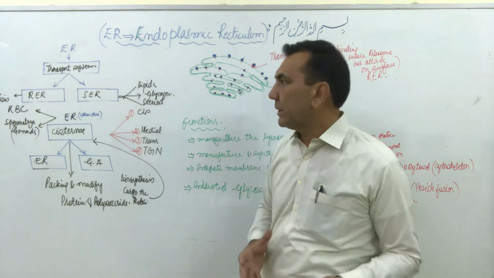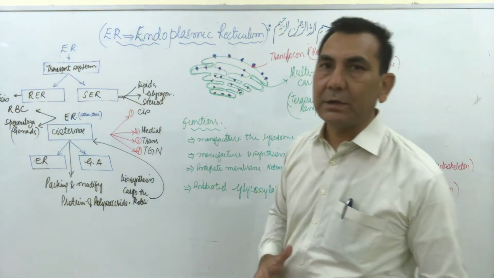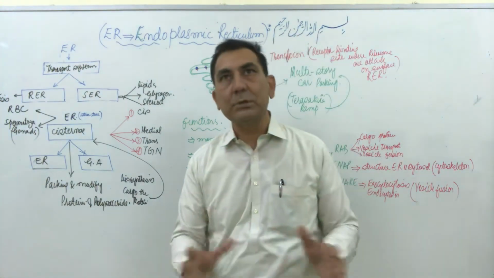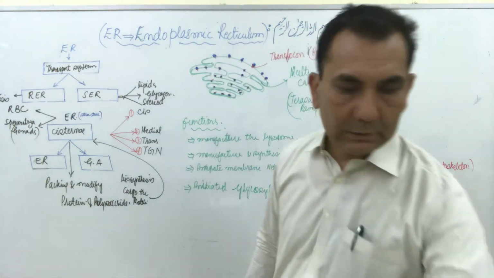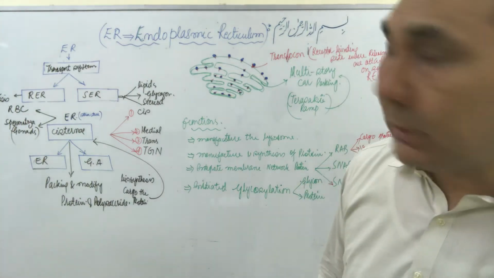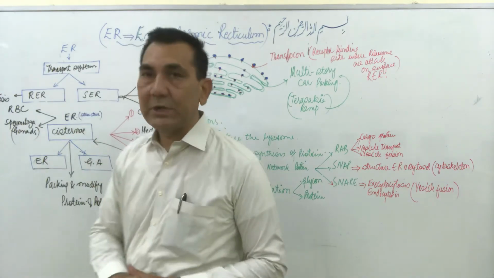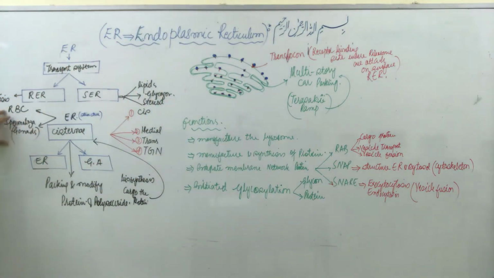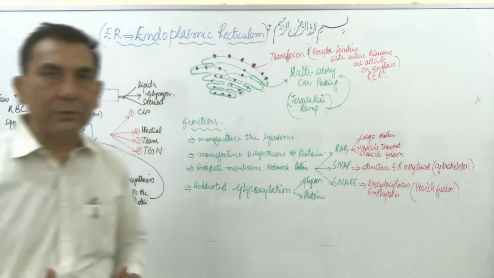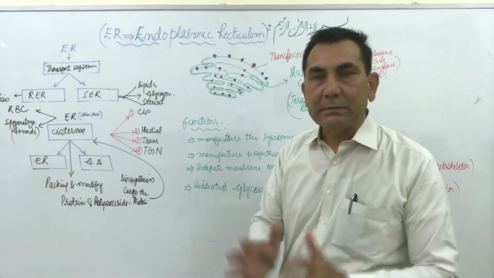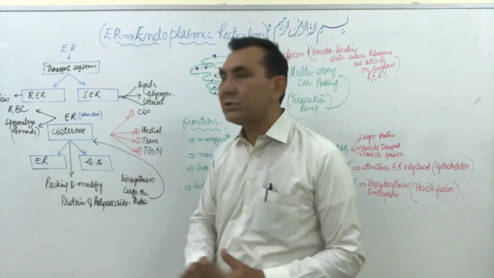The rough endoplasmic reticulum is responsible for protein synthesis, and the smooth endoplasmic reticulum is responsible for lipid and cholesterol synthesis. The endoplasmic reticulum is mostly found in the RBCs and in the gonad cell. The structure of the endoplasmic reticulum is made up of a membranous network, and this membranous network is called the cisternae.